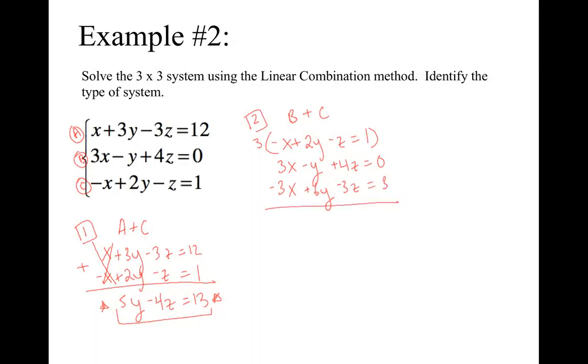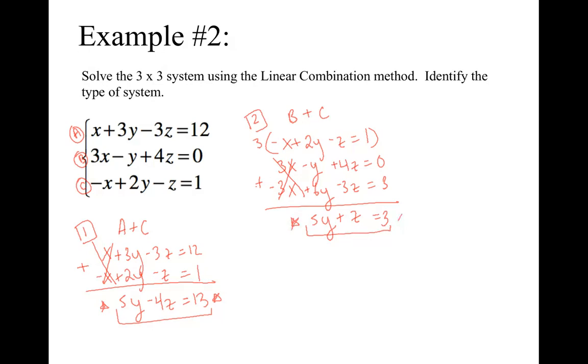And then it helps me if I ever go back and look at my work to understand what I was doing. So add down, my purpose was to get rid of x. Negative y plus 6y is going to be 5y. 4 plus negative 3 is plus z equals 3.